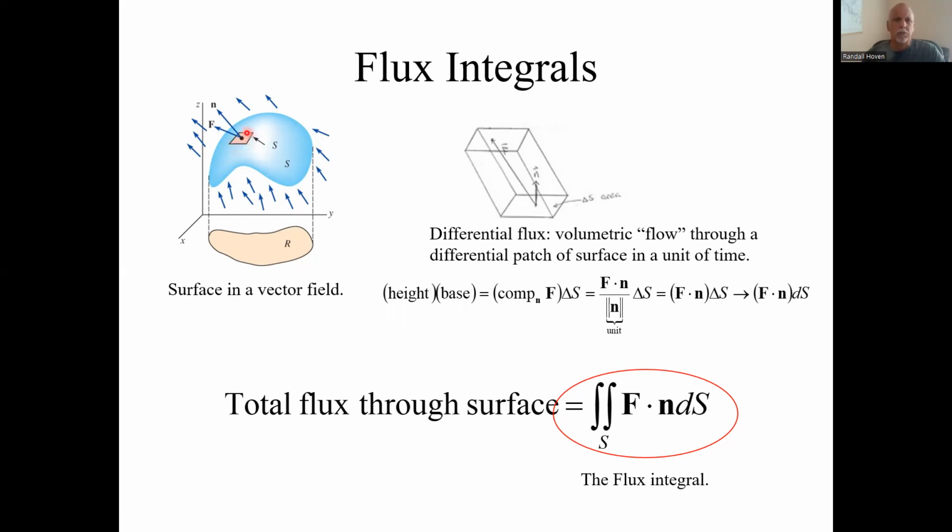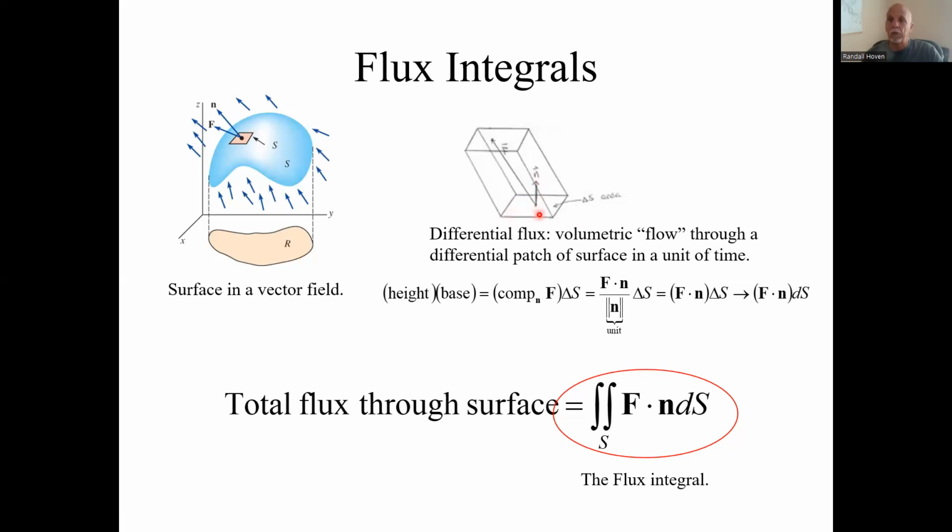Well, let's first look at just a flat patch. Some patch of area delta S, finite now. How much fluid flows through in a given amount of time? It's the volume in this parallelepiped, where this F is the velocity of the fluid, say, and this little n is the unit vector that's perpendicular to the patch, normal to the patch.